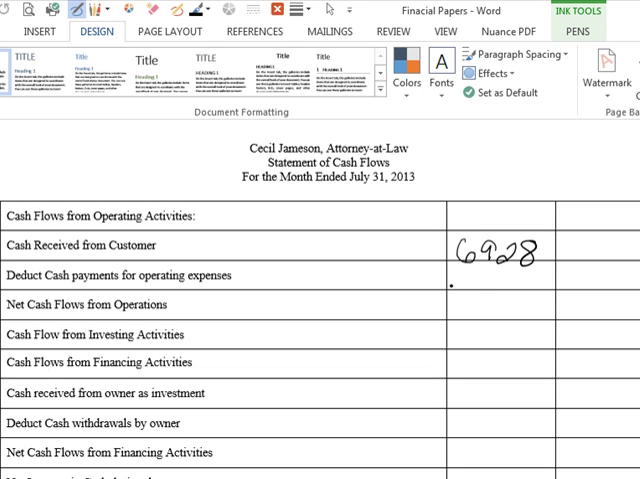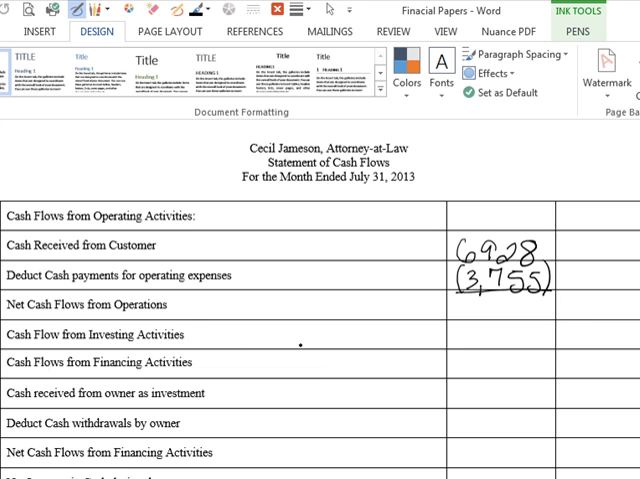We need to deduct cash payments for operating expenses. Now, this is going to be any money going out to liabilities, and it's going to be expenses that are paid. So we have liabilities that we paid out, $1,055. You can see that in transaction B. We paid the rent of $1,200 in transaction D. And then in transaction I, we paid a total of $1,500 out to expenses for a total of $3,755. So we're going to put a parenthesis indicating that this is a negative number, $3,755. And then we're going to draw a line.